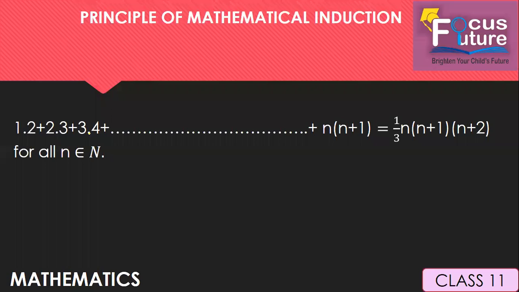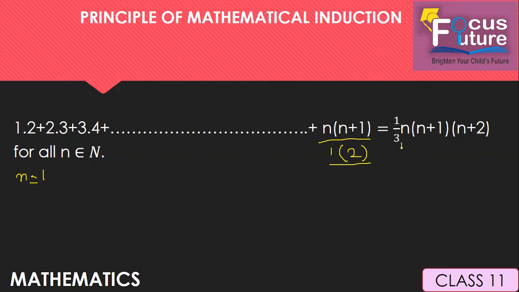Now let us come to another problem when there is product of two numbers, like 1 into 2, 2 into 3, 3 into 4, and so on till n into n plus 1. So let us check for n is equal to 1 if it is true or not. N equal to 1. So LHS would become what? 1 into 1 plus 1 is 2. So this would be 2.